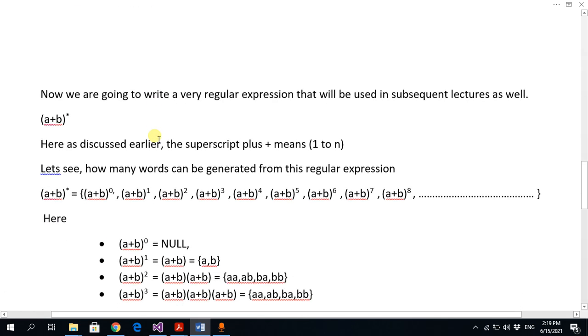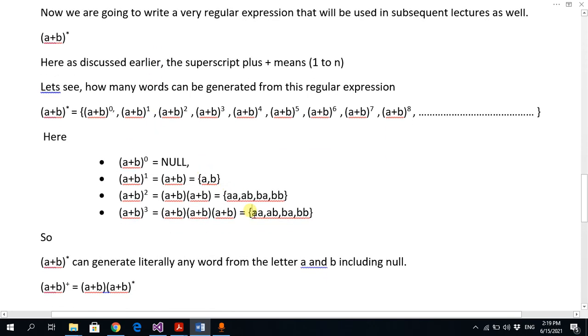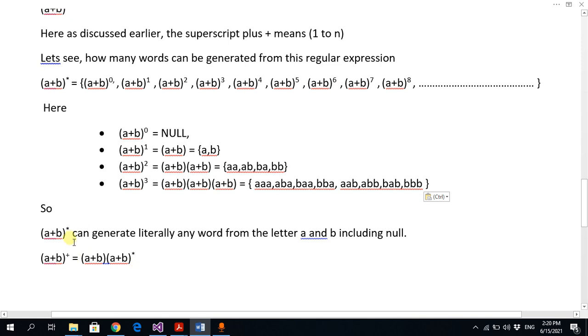And so on. So from here we conclude that if you see a regular expression like this, then you can generate literally any word that is possible from the letters A and B, including null. And if you see (a+b) whole plus sign, it is almost the same thing. The only thing is that it cannot generate null. So you must see at least a single A or a single B, so (a+b) whole plus is equivalent to (a+b)(a+b) whole star.